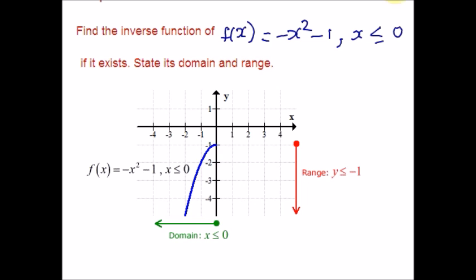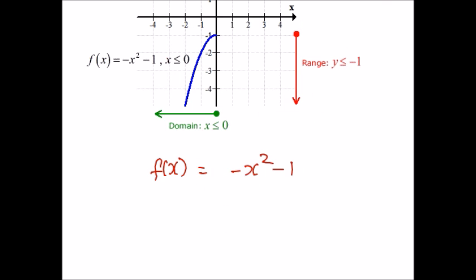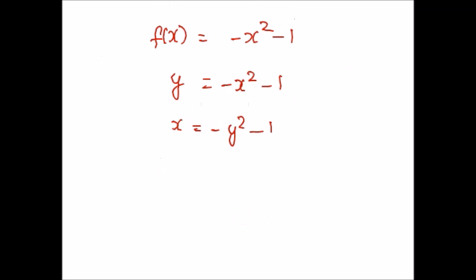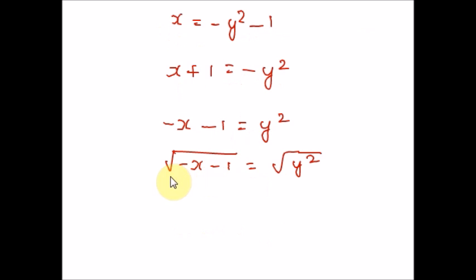Let's start doing this algebraically. Replace f of x by y. Interchange x and y, add 1 on both sides, and divide both sides by -1 because we have a negative sign before the y. We have to get rid of that. Take the square root on both sides. We always keep a positive and negative sign before the square root of a quadratic function. Am I right? Now rewrite y as f inverse of x.